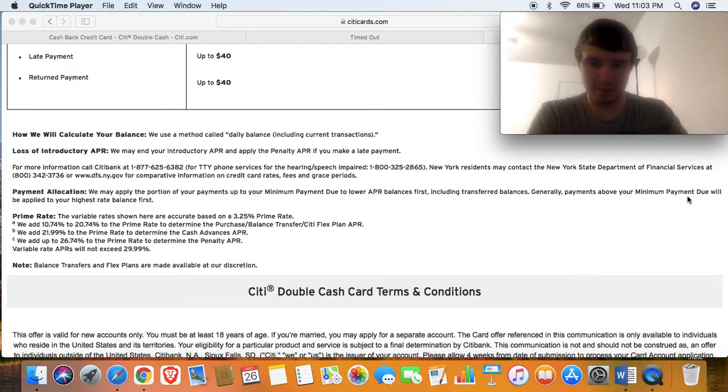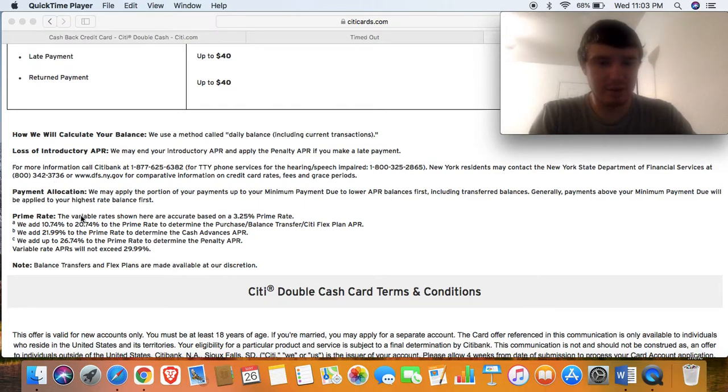Generally, payments above the minimum payment due will be applied to your highest rate balance first. Always, always, always read how the payment is allocated. Just because you make a payment to the credit card doesn't mean that it's paying off what you want. If you've got 3 or 4 different types of balances on a card, it may be going to pay off one when you need to pay off the other one. They have the ability to take your money once you make a payment, if it's not in full, and shuffle it wherever they want. So be aware of that.